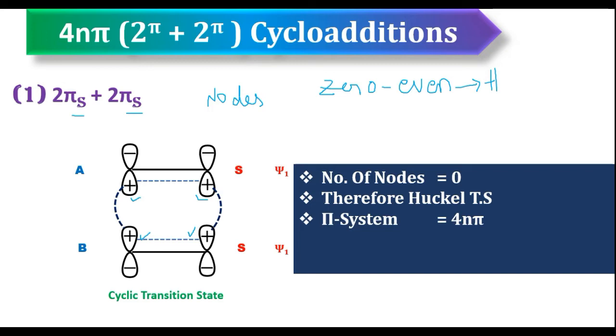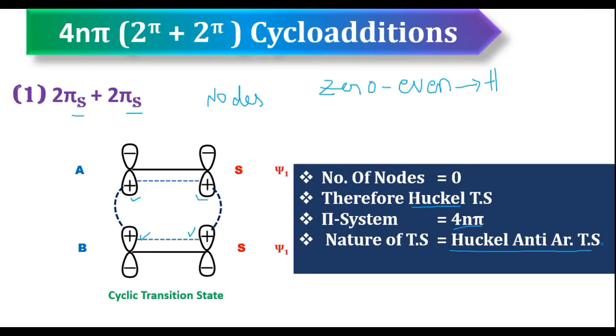So here friends, the system is a Huckel system. Sorry, the reactant belongs to 4n pi cycloaddition. Therefore the transition state is a Huckel anti-aromatic transition state. When the word anti-aromatic is present, that is photochemically allowed. Already we know that dimerization of ethylene always takes place under photochemical condition. So supra mode of addition always takes place as photochemically allowed.